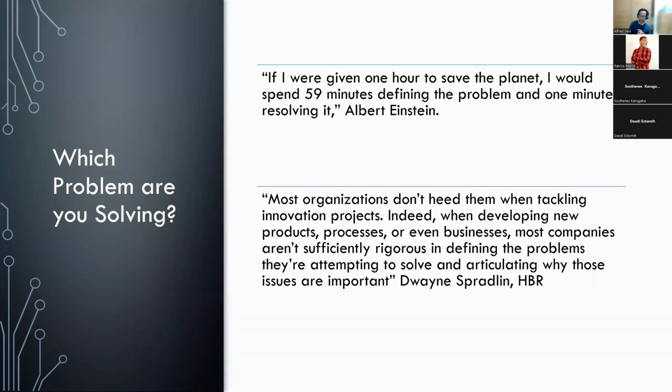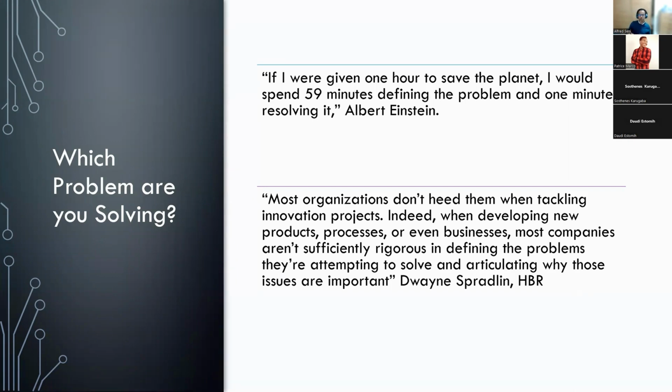inefficiency in government, in processing maybe. Sometimes you want to solve the problem of lack of health services in some villages and so on. So you cannot solve all problems. Even in normal life you have to pick very few things, two or three problems or one problem and go with that, right? So Albert Einstein said, if I was given 1 hour to save a planet, I would spend 15 minutes defining the problem and 1 minute resolving it.